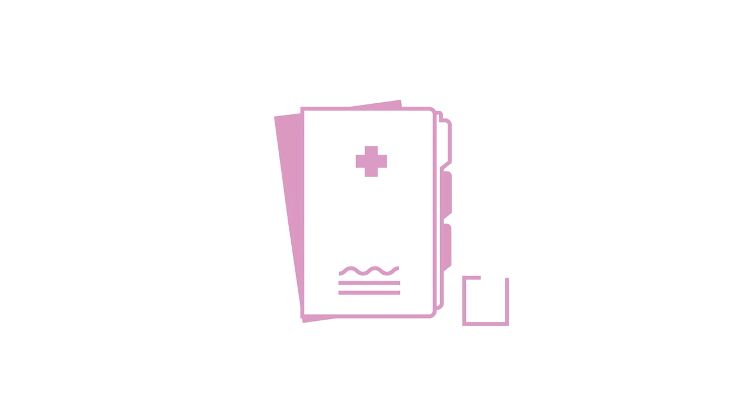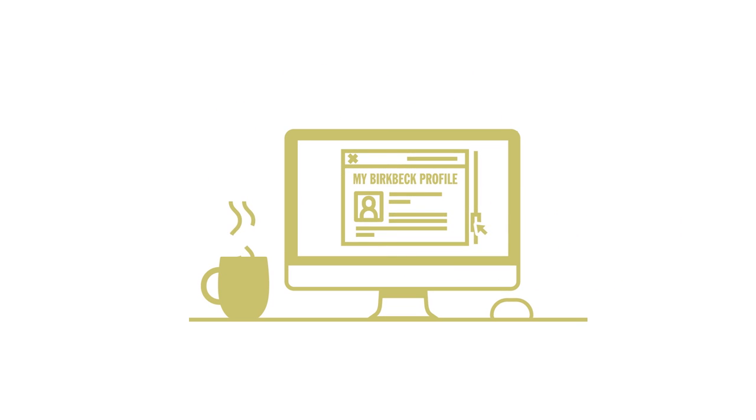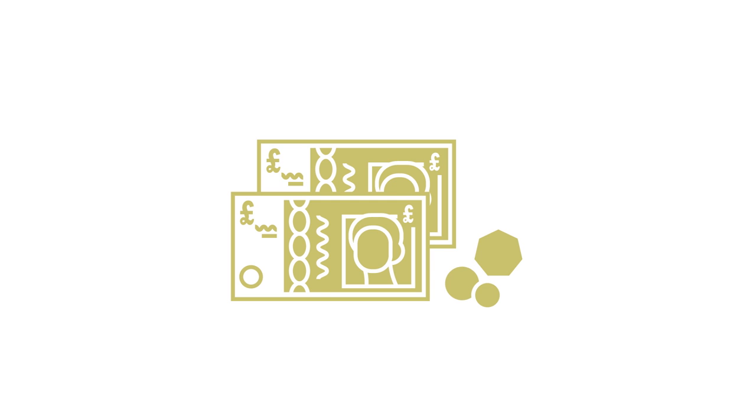If you have a disability, specific learning difficulty, or other medical condition, we can give you advice and coordinate the support you need. You can tell us about your disability and your support needs through your My Birkbeck profile. You may also be eligible for the Disabled Students Allowance.